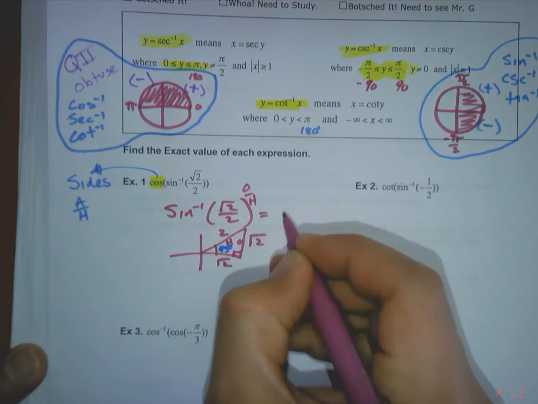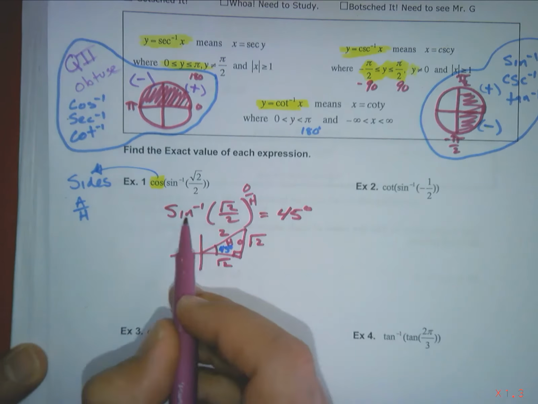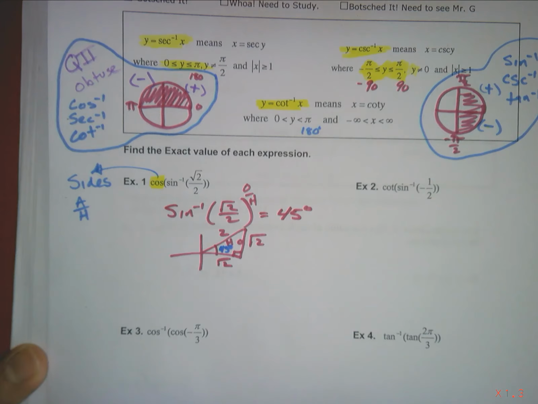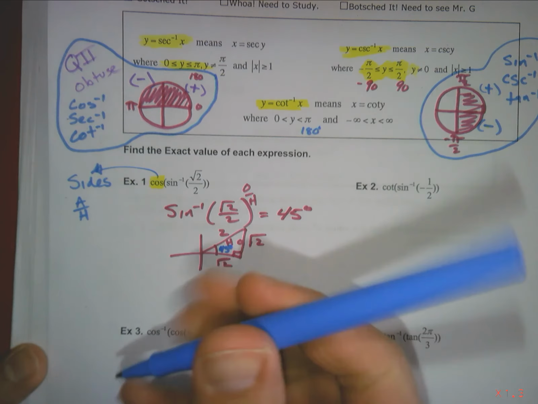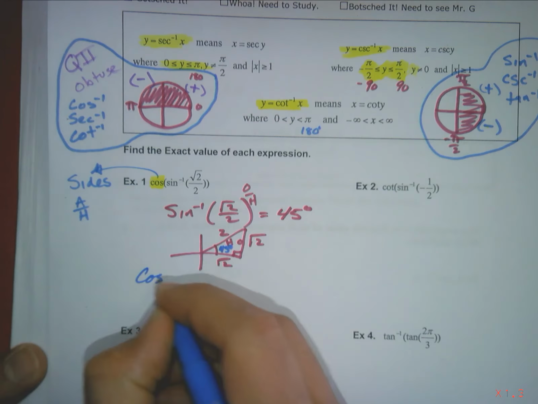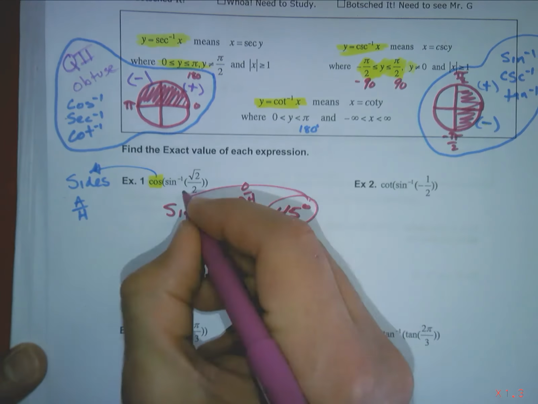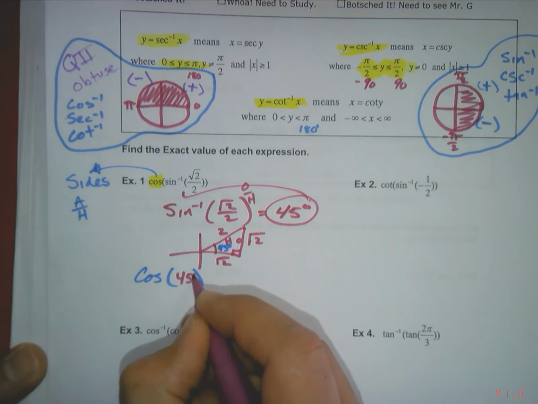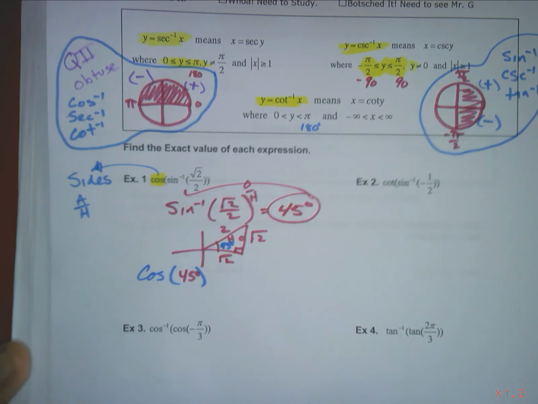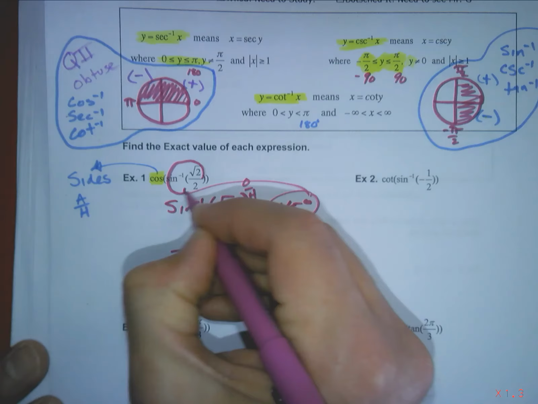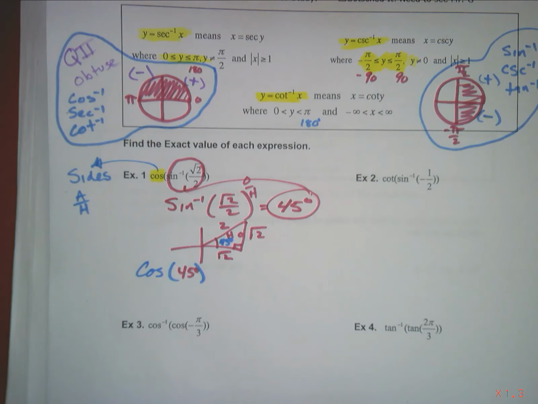And we know the inverse sine of root 2 over 2 is 45 degrees. If you want to convert that into radians, you can, but you don't really have to. Because we want to know what is the cosine of that angle. We want to know what's the cosine of 45 degrees. I'm going to take that 45 and just plug it in right for this guy right here. All right.